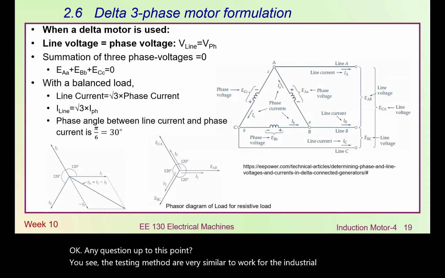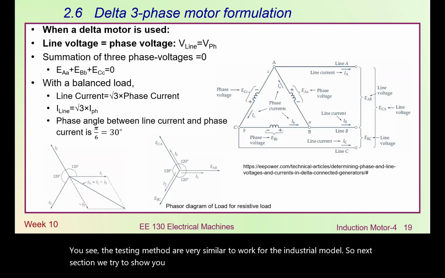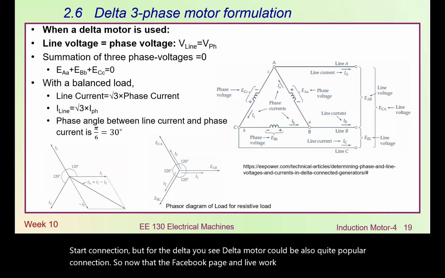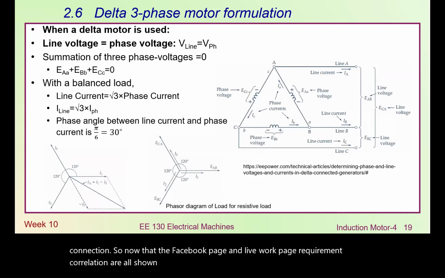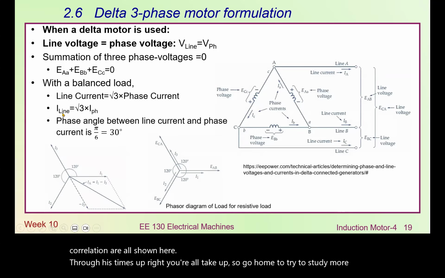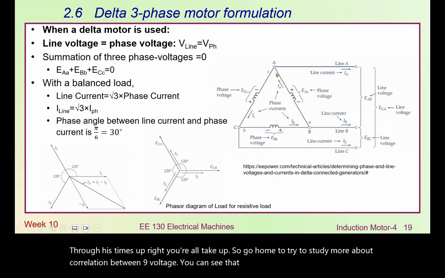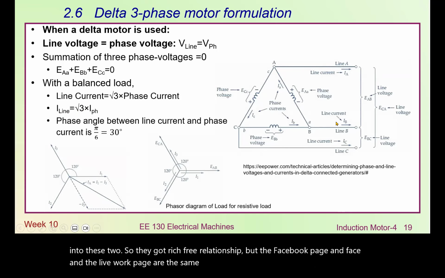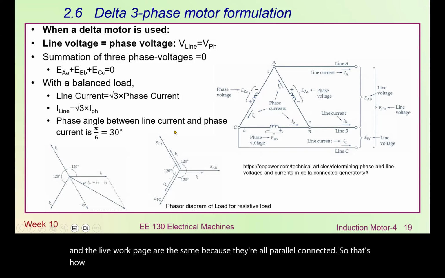So next section, we try to show you again the three-phase configuration. Just now we did the star connection, but the delta connection is also quite popular for motors. So now the phase voltage and line voltage correlations are all shown here. So it's time's up, right? You can go home and try to study more about the correlation between line voltage and phase voltage. You can see that the line current going here splits into these two, so they have a factor relationship. But the phase voltage and the line voltage are the same because they are all connected in parallel. So that's the correlation between them.